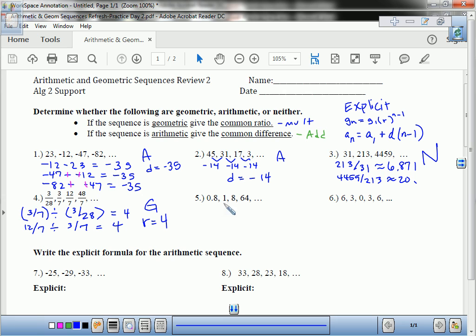All right, this looks like times by 8, times by 8. But is this one times by 8? This is not multiplying by 8. So, it is a big neither. Two of them were the same, but one of them was different. If any of them are different, neither.